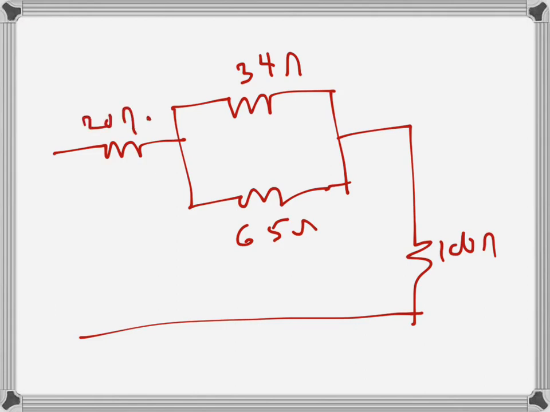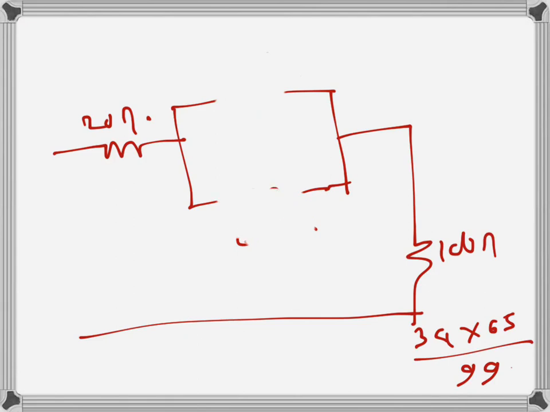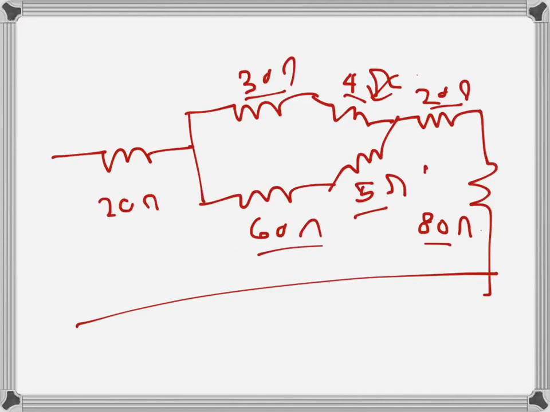So what's the equivalent value? These two are in parallel, so the equivalent resistance will be 34 times 65 divided by 34 plus 65, that is 99, and the value that we get is 22.32. So let's erase these two resistances and we will have just one resistance there, which will be the equivalent value of these two parallel resistances.